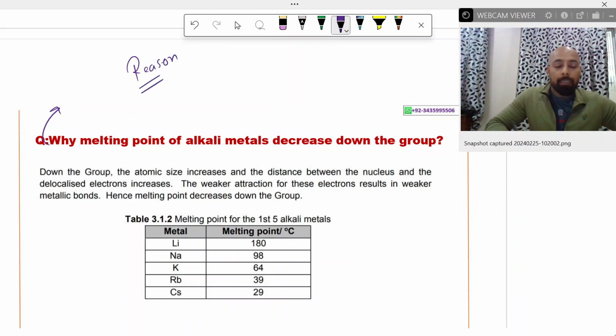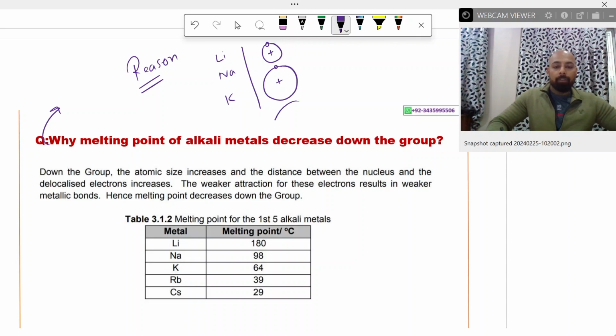So the reason is, as you see, when we're going down the group, let's say we have lithium, sodium, potassium. For instance, I'm just giving you a basic example. Let's say lithium is having a very small size. This is the size of lithium, with 1 electron. This is the size of, let's say, sodium with the outermost shell, 1 electron, and here we have potassium, with the outermost shell. So as you know, what is happening to the size of the atom along the group?